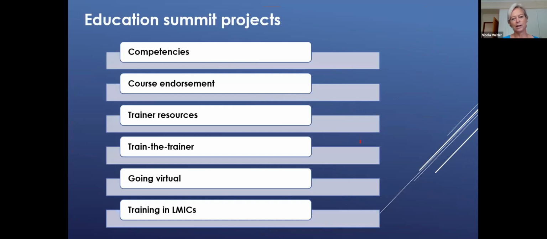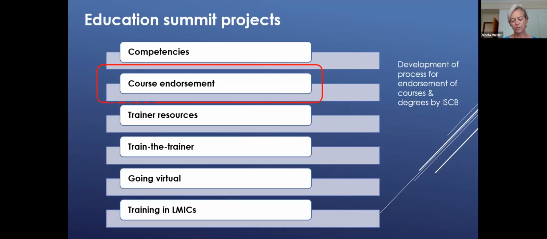So that's the competencies and how we've been using them. Another project that the Education Summits have been looking at is course endorsement. ICB started getting a lot of requests for how do I know that my course is a bona fide bioinformatics course, and I want to prove that it's endorsed and accredited by ICB. So the group developed this process for endorsement of courses and degree programs.